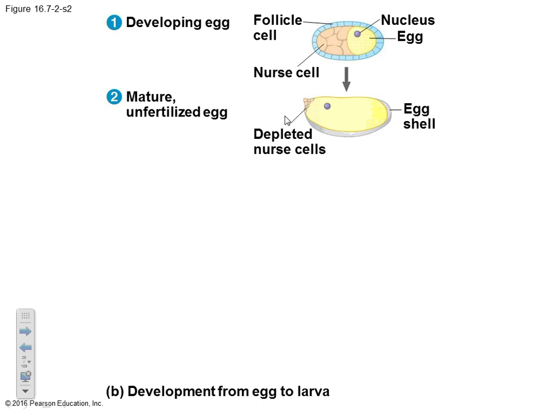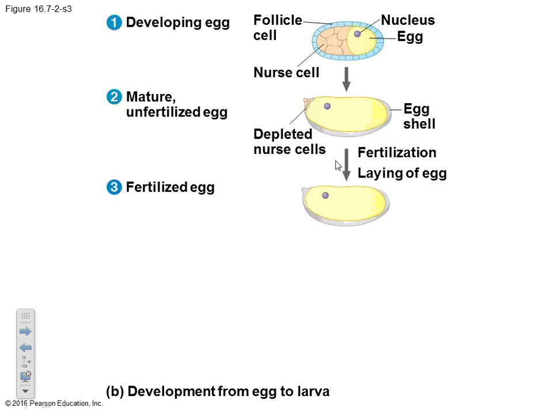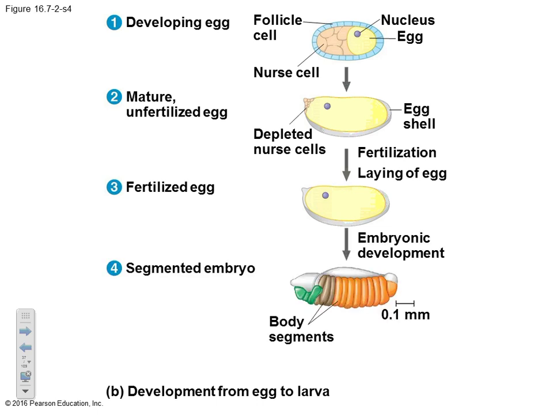As the nerve cells go away, and that egg becomes bigger and bigger and bigger, it's going to also start to develop its shell. Eventually, it's going to get fertilized by sperm. It's going to be laid, not the fly, the egg.